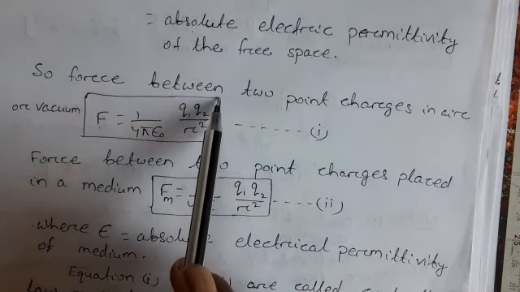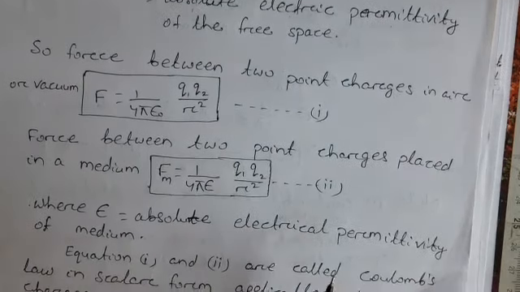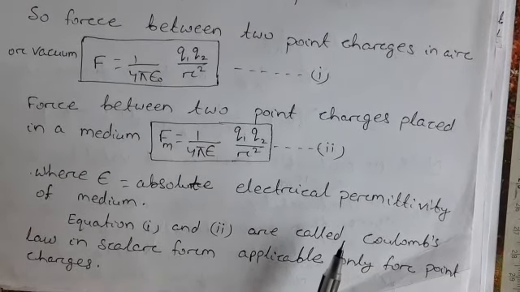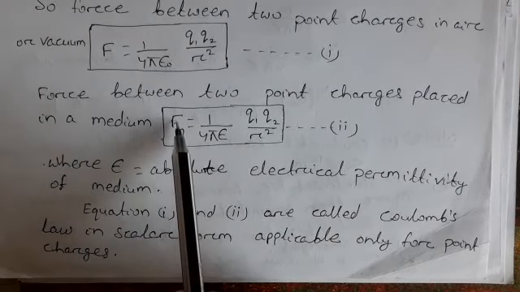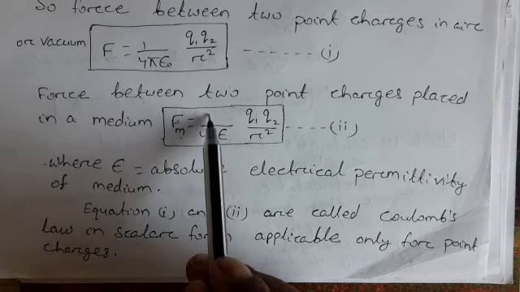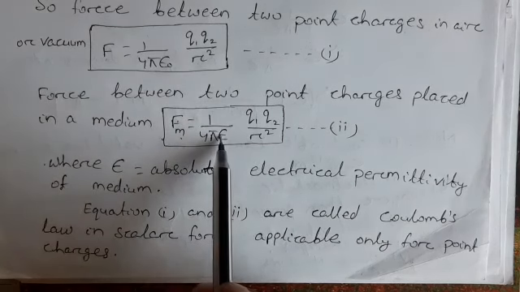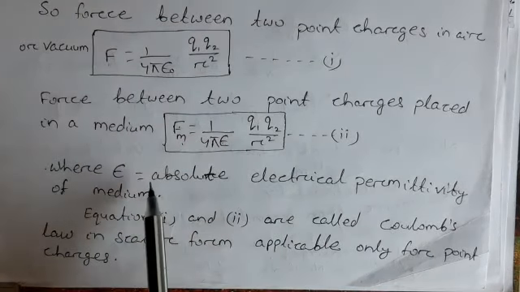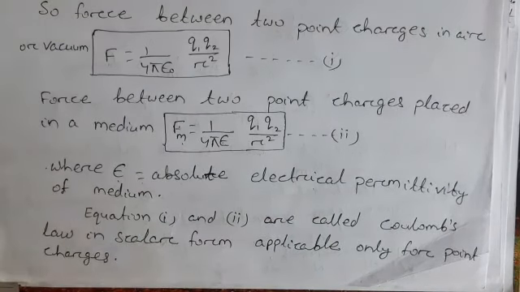That is the force between two point charges in air and vacuum. If I place these two charges in a medium, any medium other than air, then I will write the electrostatic force in any medium is equal to 1 by 4 pi epsilon, this is epsilon, meaning the electrical permittivity of the medium, Q1 Q2 by r square. This epsilon is equal to the absolute electrical permittivity of the medium.